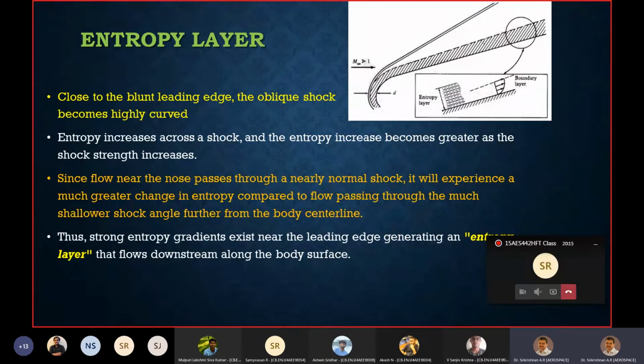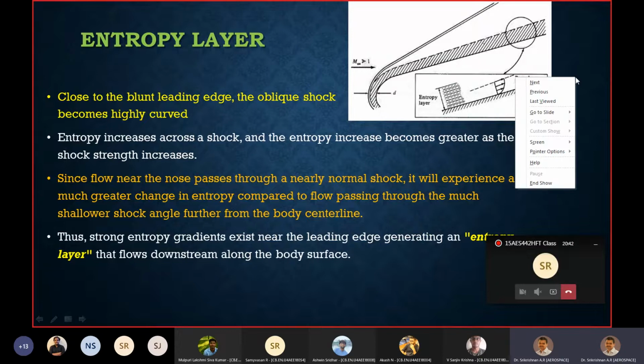Now, what is a boundary layer? We know it is the region that separates a region where the gradient in velocity is high. Similarly, an entropy layer is a region in which the gradients in entropy are high. That is, in one region you have lower entropy, and in the other region a higher entropy. Where this happens, please look at this schematic representation here.